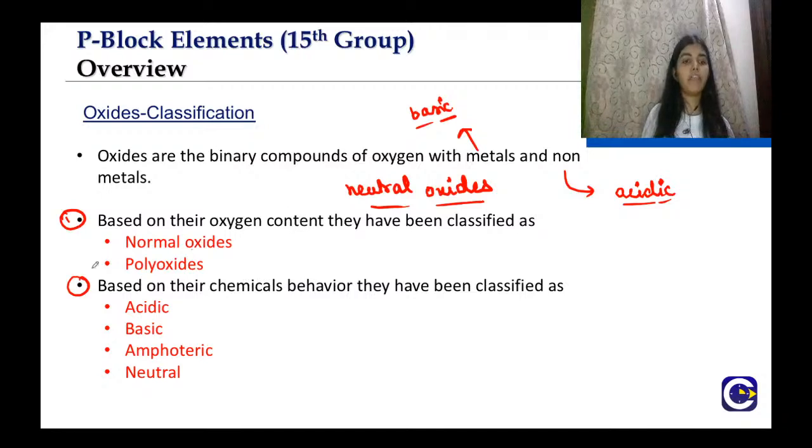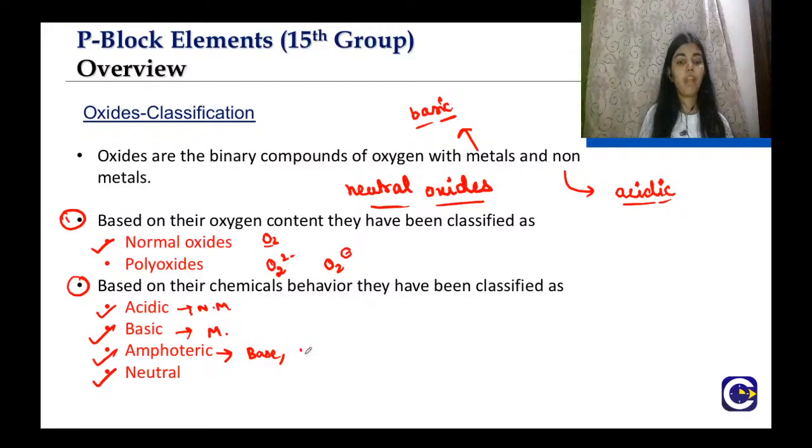So for oxygen content, there are normal oxides, in which O2- is present. Polyoxides, if you see, contain O2 2-, or superoxide, right? So these are basically the polyoxides. Now if you consider the chemical behavior, they can be acidic, basic, amphoteric and neutral. Acidic, you know, are generally all non-metal oxides. Basic are metal oxides. Amphoteric can act as base also, and can act as acid also, right? And neutral oxides we have studied in the 15th group.